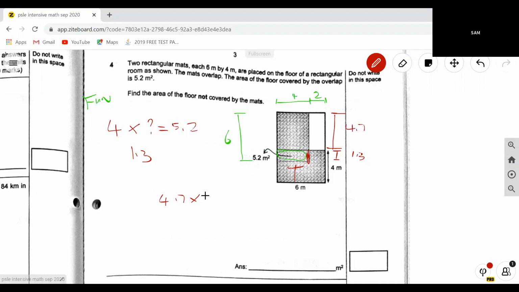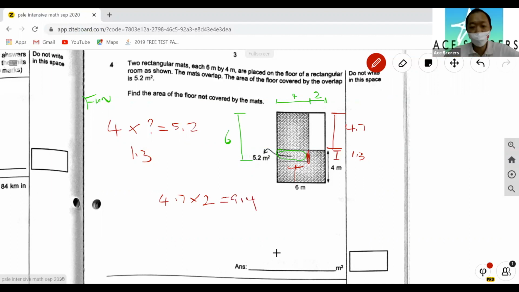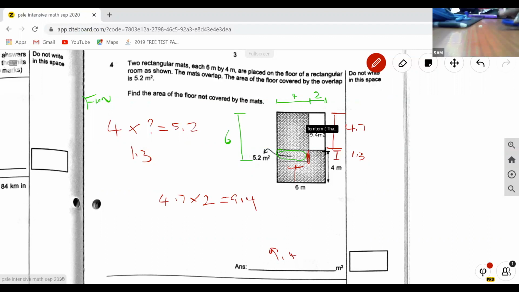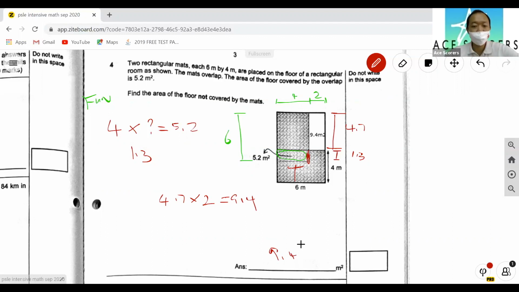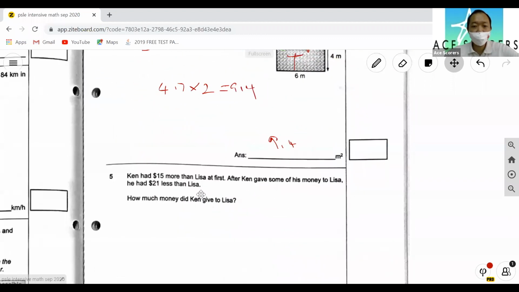4.7 times 2 is 9.4. Even the calculator agrees. Right, very good. I saw the answer, 9.4 meter square. So this is fundamental, no heuristic. No heuristic here. Right, next one.